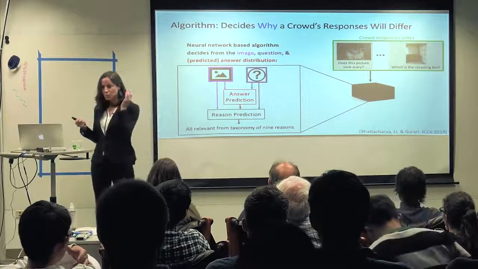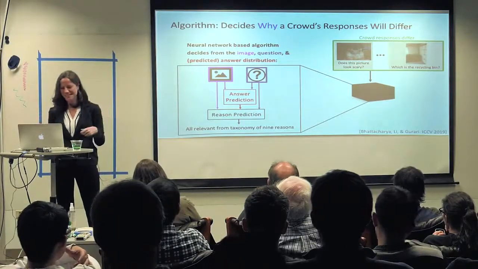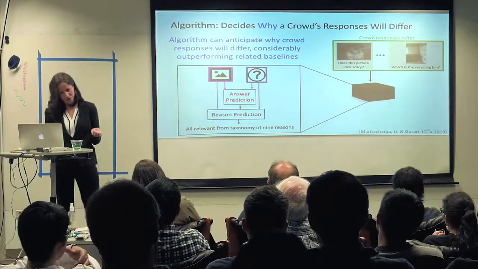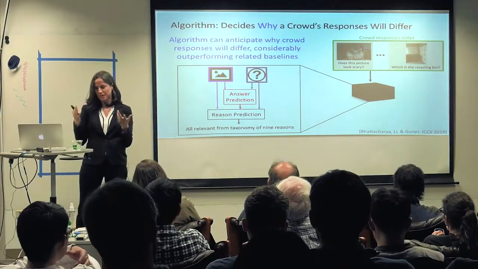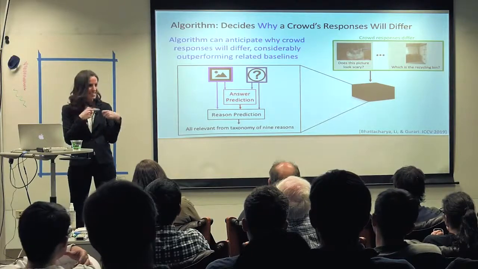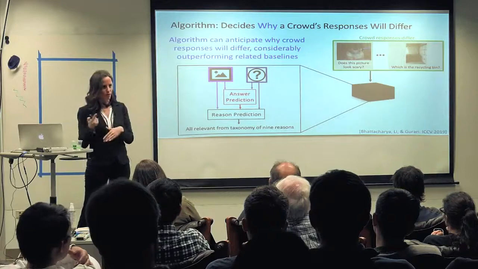Okay. So this was a novel problem for the community, so we didn't have any methods to compete against. The question was, does this work? We found yes, algorithms can anticipate why crowd responses will differ better than random guessing by a long shot. And if you look at related methods that you might try to adapt for this purpose, you find this kind of system even works better than those.